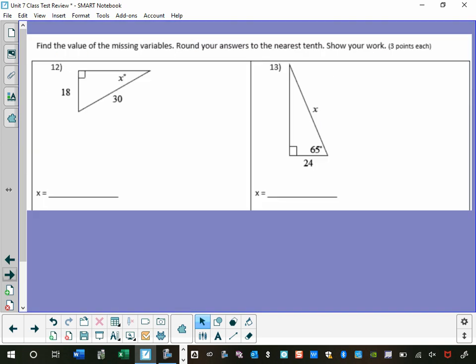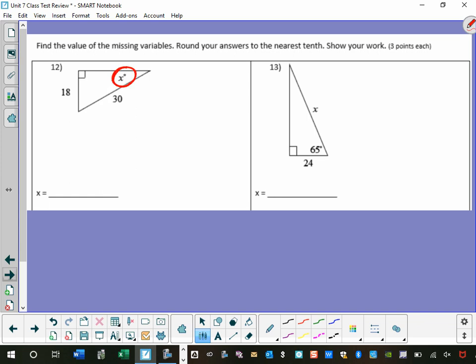Alright, look at number 12. Find the value of the missing variables. Round your answer to the nearest 10. I always start with my angle. Which angle do I use here? I have two angles, 90 degrees and x. Which one do I want to use? X. We're not going to use the 90.